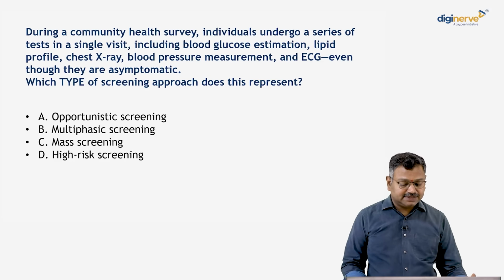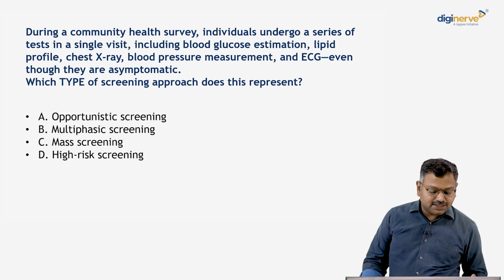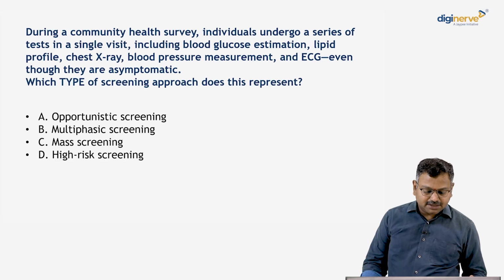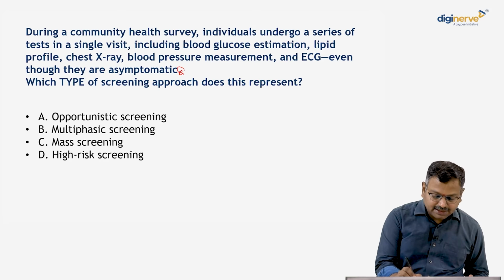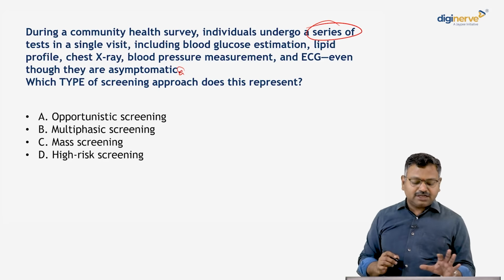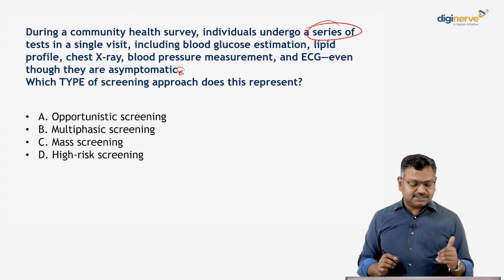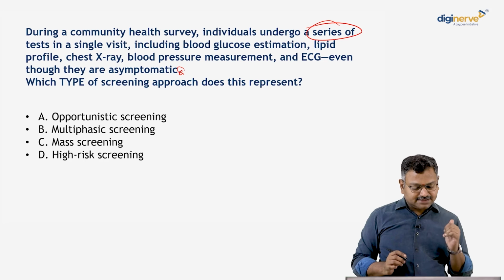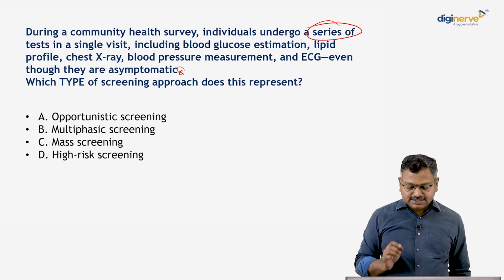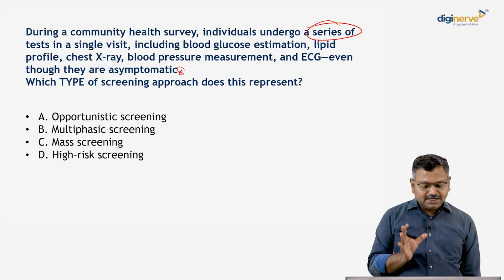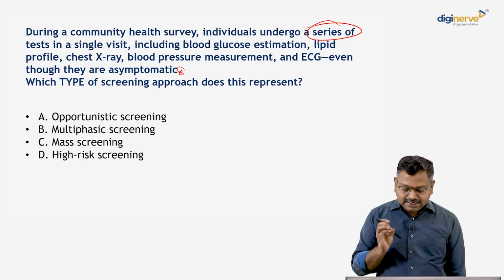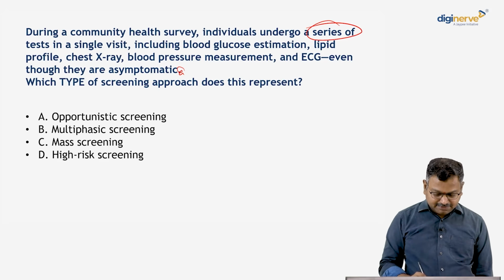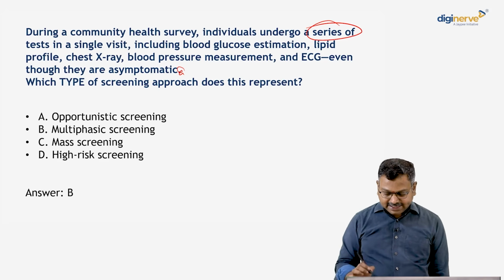During a community health survey, individuals undergo a series of tests in a single visit: blood glucose, lipids, chest x-ray, BP, ECG, even though they are asymptomatic. So this is a series of tests in asymptomatic people. What type of screening is it? Is it opportunistic screening? Multiphasic screening? Mass screening? High-risk screening? Now this is an example where you do multiple tests simultaneously in a single encounter in asymptomatic people. This is the classical example for multiphasic screening.